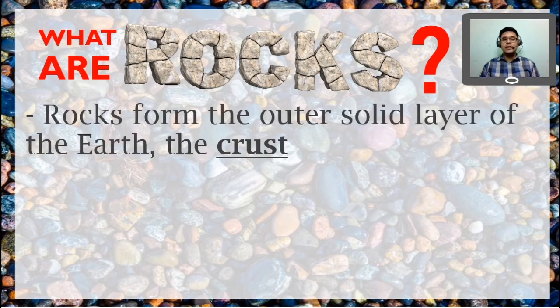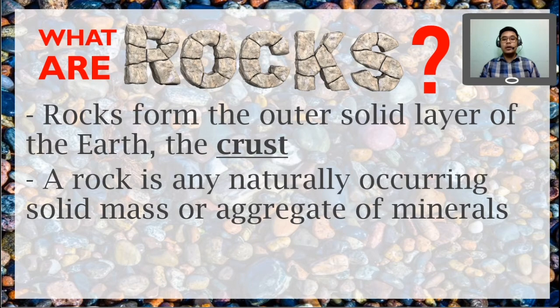So what are rocks? Rocks form the outer solid layer of the earth, known as the crust. And you know that there are two types of crust, basically the continental crust and the oceanic crust. Each crust is composed of rocks. A rock is any naturally occurring solid mass or aggregate of minerals. When we say aggregate, these are combinations of minerals because, as mentioned, the building blocks of rocks are minerals. So therefore, rocks are composed of repeating structures of a specific mineral or combination of minerals.